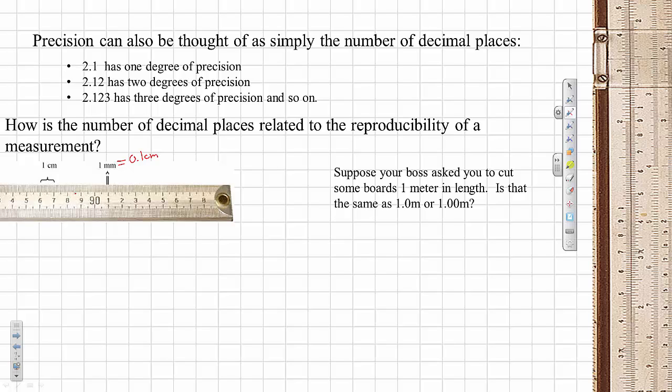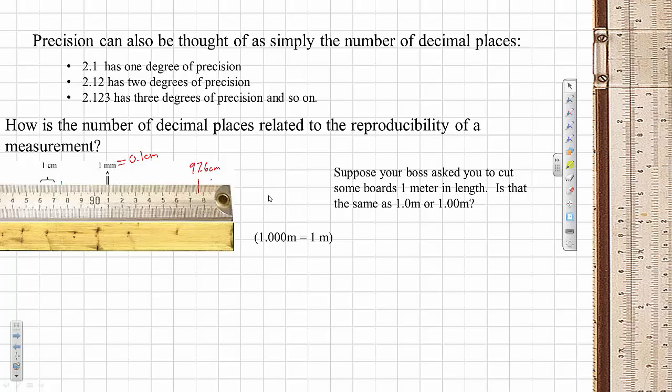Okay, so if we had something that was, say, I'll put it over here, between 97 and 98, like that, this little longer tick here is 97.5. This would be 97.6 centimeters. Okay. All right. So we've got this meter stick, and we're going to cut these boards. So we cut the first one right off at 1 meter. Okay. 1 meter, 1.00 meters. Good. Is it the same thing? Not quite. We'll talk about that.